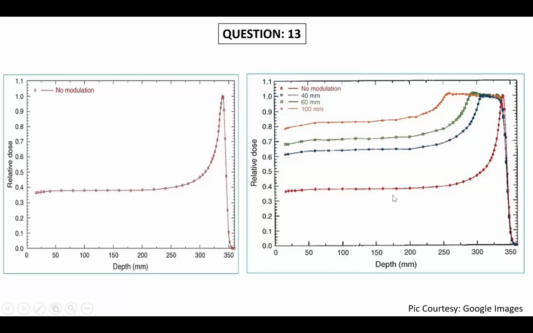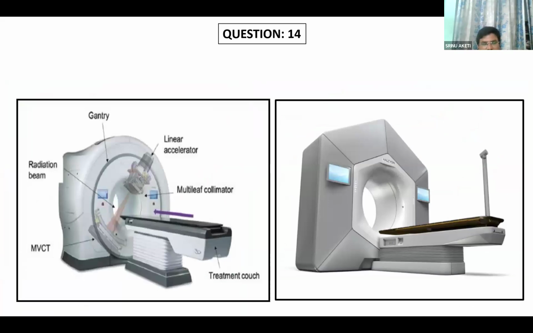Very good. Next. Now, okay. Do you have any idea about these machines?